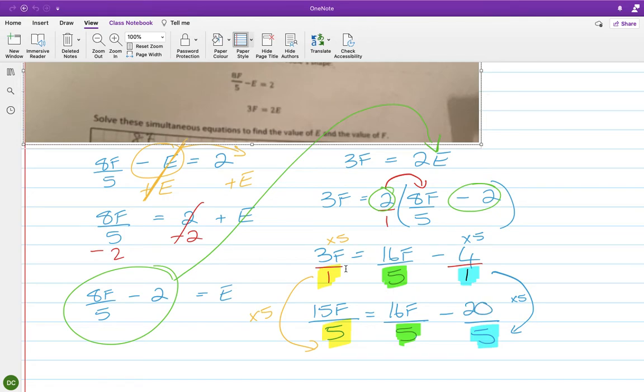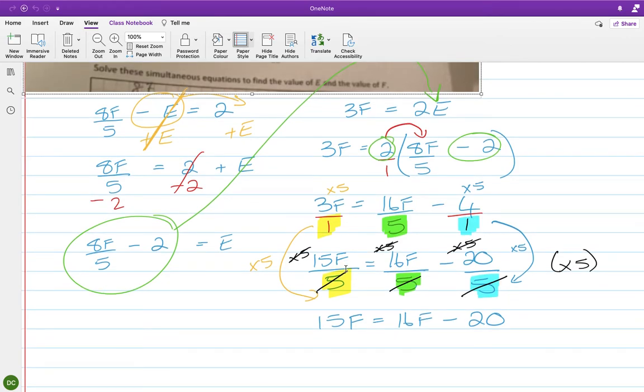Yeah? Now the fact that they're all over 5, I can multiply across by 5. So essentially I'm multiplying this one by 5, which will cancel the 5. I'm multiplying this one by 5, which will cancel the 5. And I multiply this one by 5, which cancels the 5. So now I have 15f equals 16f minus 20, right?